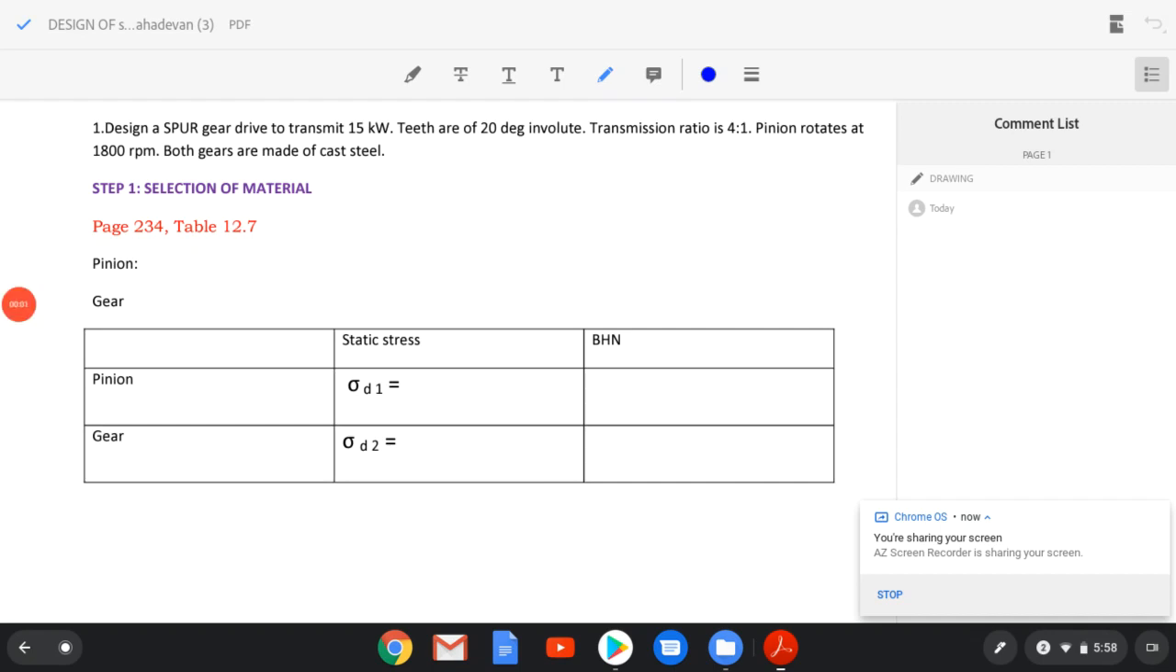Hello. In this section, we will see how to design a spur gear. Consider this question. Design a spur gear to transmit power equal to 15 kilowatts. Teeth are of 20-degree involute. Transmission ratio 4:1 and pinion rotates at 1800 rpm, and both gears are made of casting.